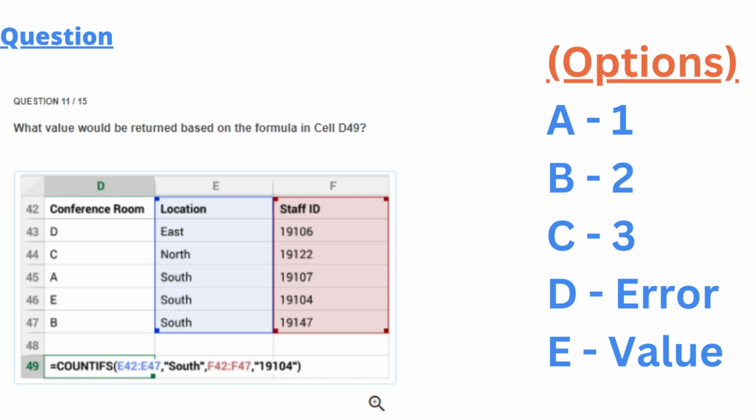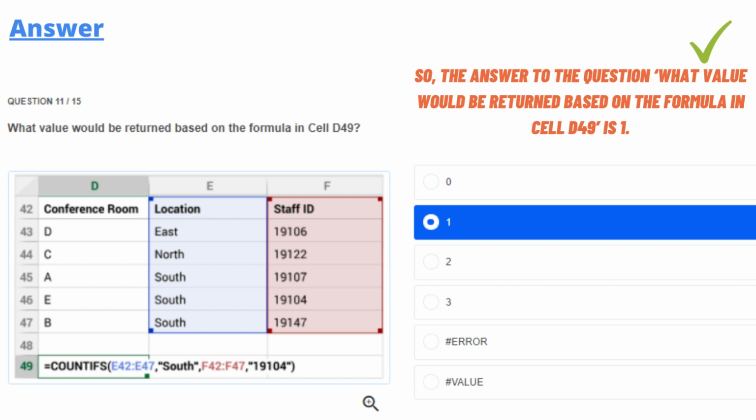We have 5 options in this MCQ. It's A: 1, B: 2, C: 3, D: error, and E: #VALUE. It means the question is, what will be the value in D49? So I think the value that would be in D49 will be option B, which is 1.